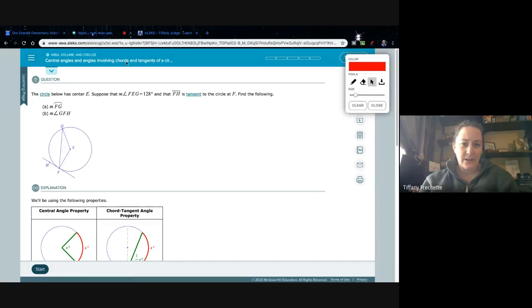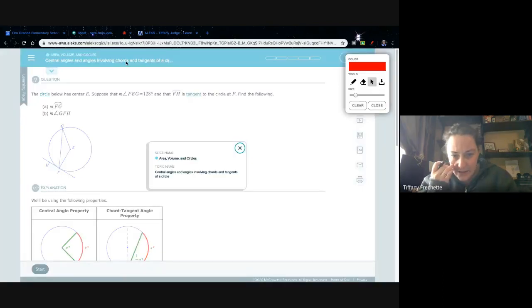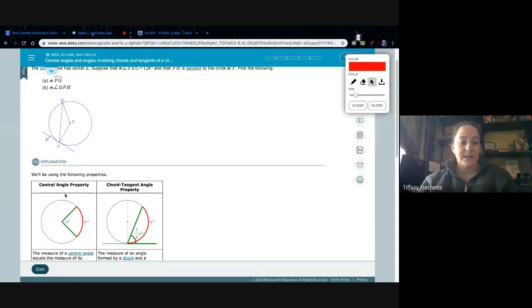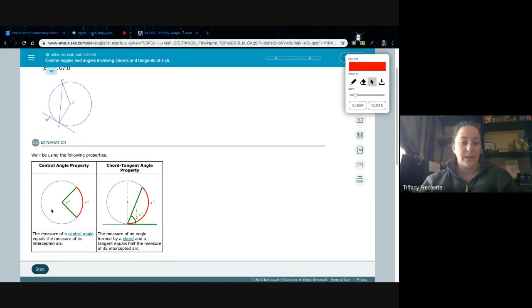Central angles and angles involving chords and tangents of a circle. Okay, so we have to review a couple of words here. So we have central angle. Central angle, and we've covered this one before, and they're just doing it down here. I'm going to use this diagram because it's a nice little pretty one here. So we have a central angle.